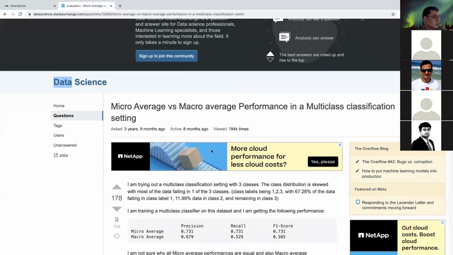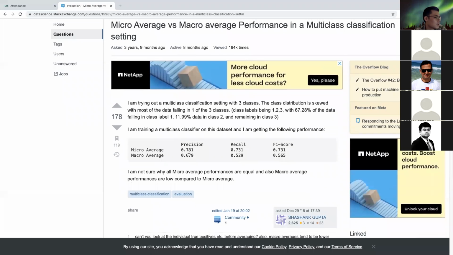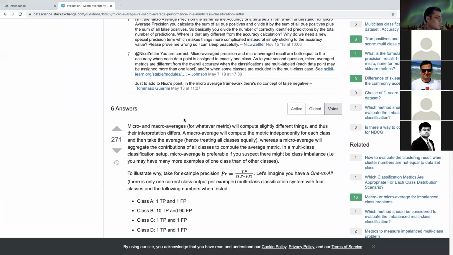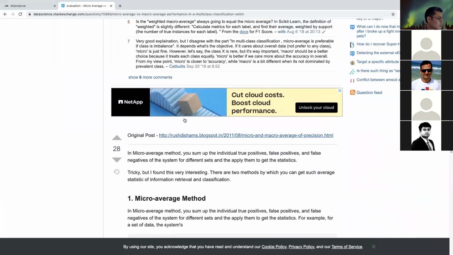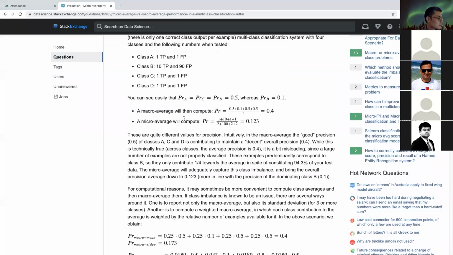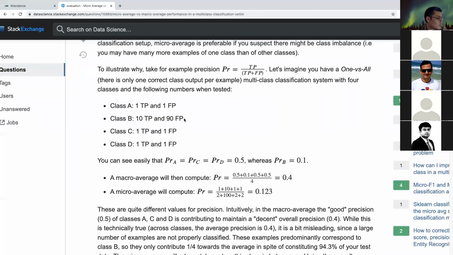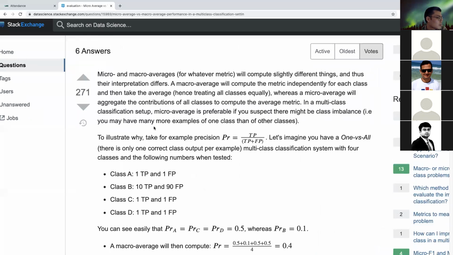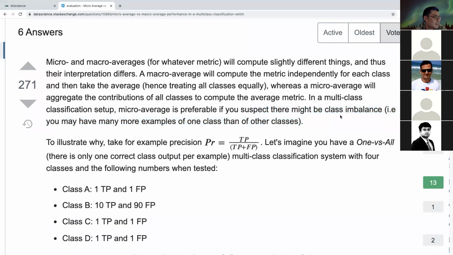Micro, the results. I don't think they have a ticked one. So let me see. In a multi-class setting, micro average is preferable. So if you suspect there might be class imbalance, okay? Basically if you know that your classes are imbalanced, that's why in medical data, usually people use micro.